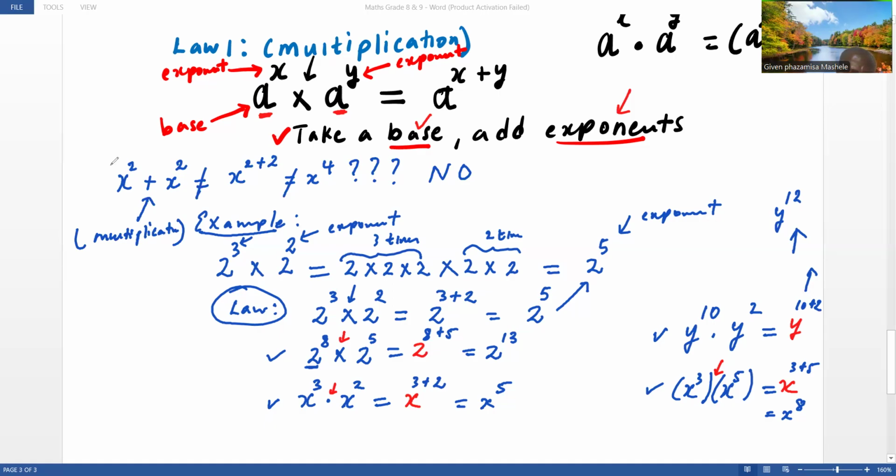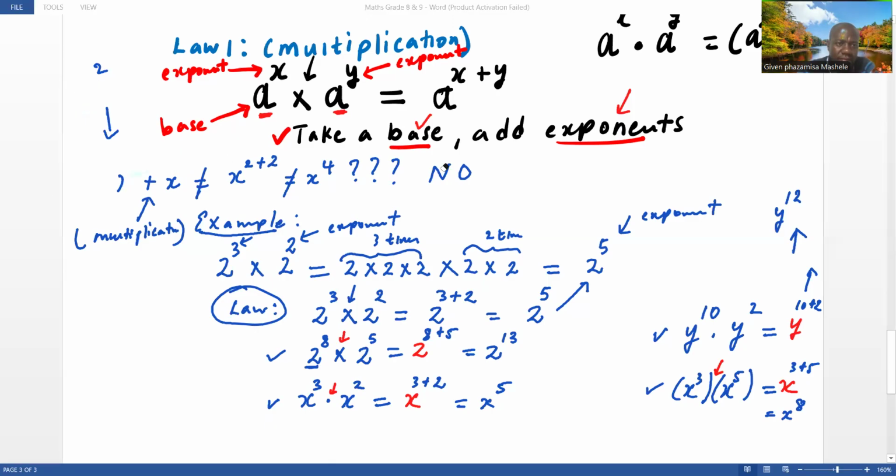This is the same as 2x squared. We'll talk more about that when we are dealing with algebraic expressions. So you need to be able to know when do we use law number 1. Remember, law number 1 works only when we have multiplication and only when the bases are the same. If the bases are not the same, you cannot use law number 1. I believe you are following.